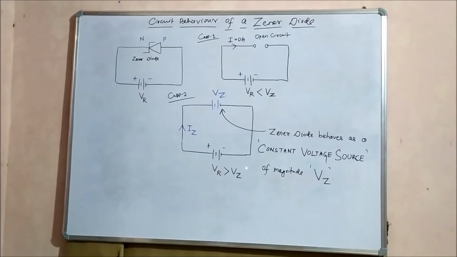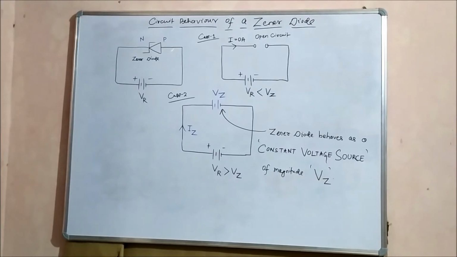The second case is when the reverse voltage is greater than the Zener voltage. In this case, the Zener diode will behave as a constant voltage source. As you can see here, this Zener diode is replaced with a constant voltage source. And what is the magnitude of this voltage source? It is VZ, the Zener voltage, or the breakdown voltage. So whenever the breakdown voltage is reached or crossed, the Zener diode will behave as a constant voltage source of magnitude VZ.